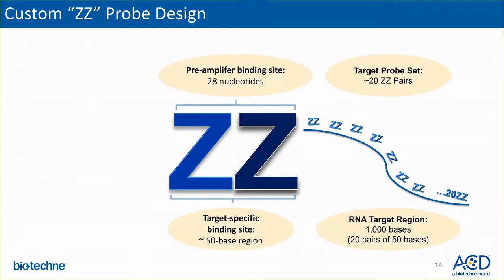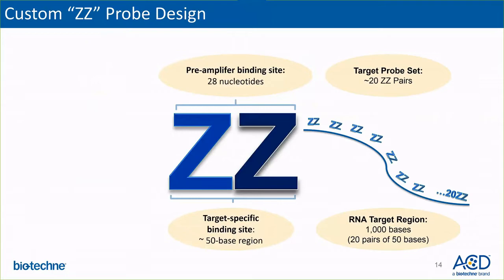A standard RNAscope probe for a target sequence of about 1,000 bases or more consists of about 20 double Z pairs pooled together that are designed to hybridize next to each other along a target region. This allows for a tremendous amount of amplification and signal potential. However, only a few double Z pairs are needed to bind to the target RNA sequence to generate enough signal for molecular detection.